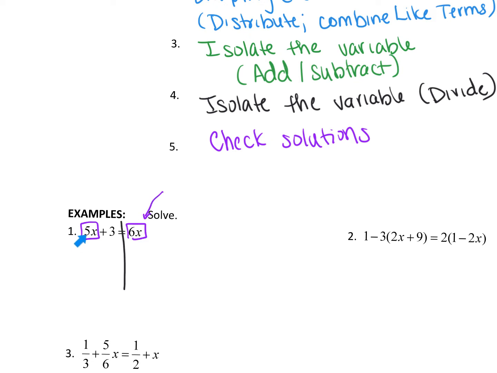We look at the operation for 5x, and right now there's a plus sitting here. So we're going to undo it by subtracting 5x on both sides. By undoing that, it cancels here, and then we're left with just this number 3 that is equal to, well, 6x minus 5x is just x. This right here tells me that the solution is x equals 3.